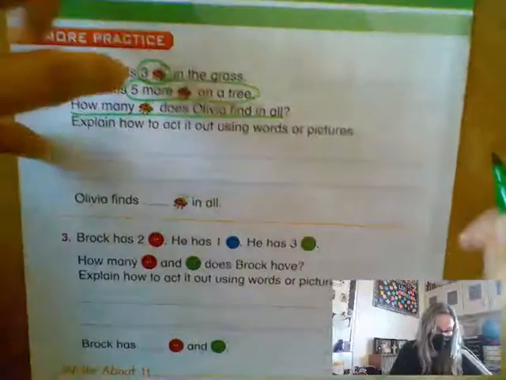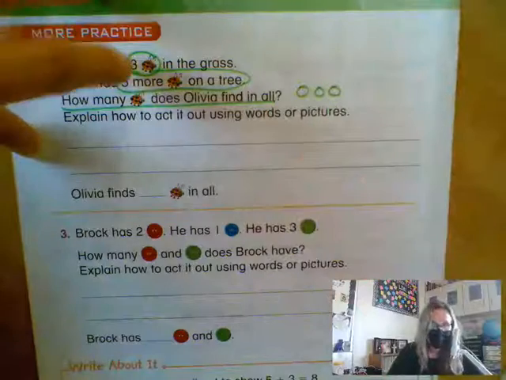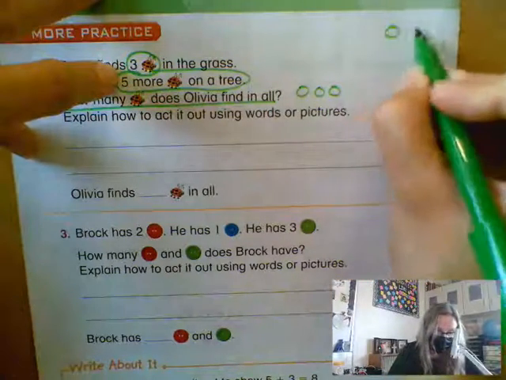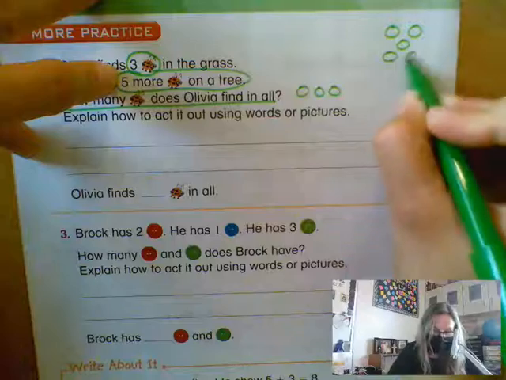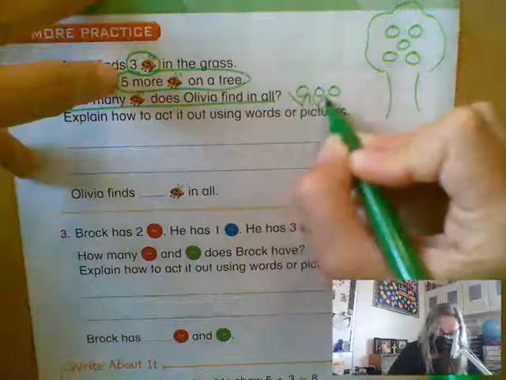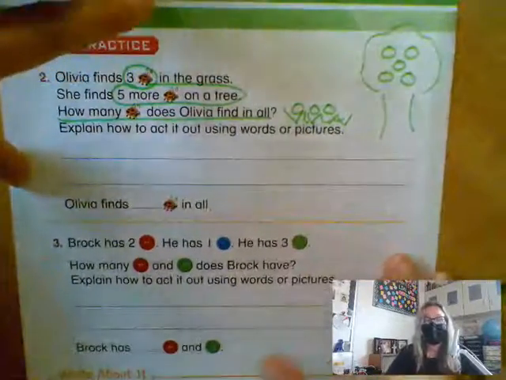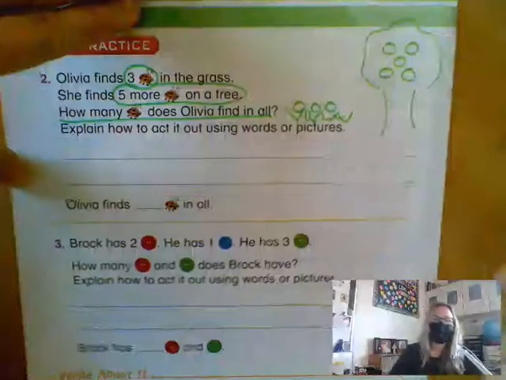Okay, so we've got 3 in the grass. Here's 1, 2, 3 in the grass. And 5 in a tree. 1, 2, 3, 4, 5. So here's my tree. Oh, isn't it cute? And here's my grass. Okay, so she found 3 in the grass and 5 in a tree. So it says use pictures or words to act it out.